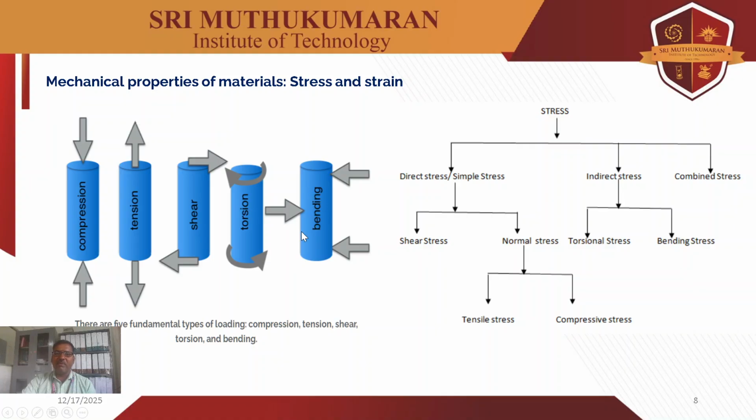These are five mechanical properties of strengthening for the Young's modulus calculated value. Simple stresses, the line diagram of the stresses: direct stress or simple stress, indirect stress, and combined stresses. Direct stress or simple stress includes shear stress and normal stresses. Normal stress is also tensile and compressive stress. The indirect stress includes torsion stress and bending stresses.